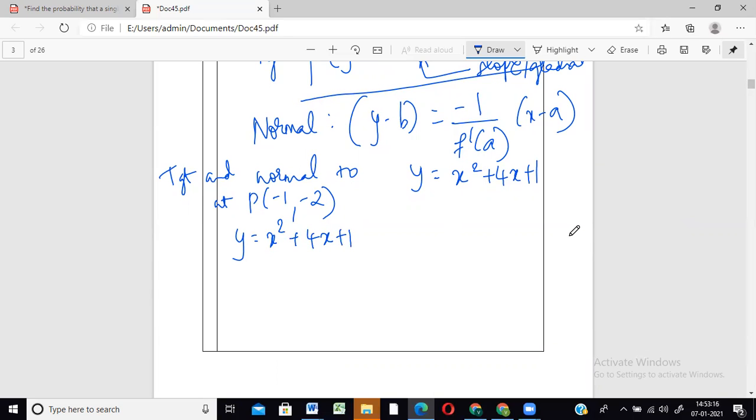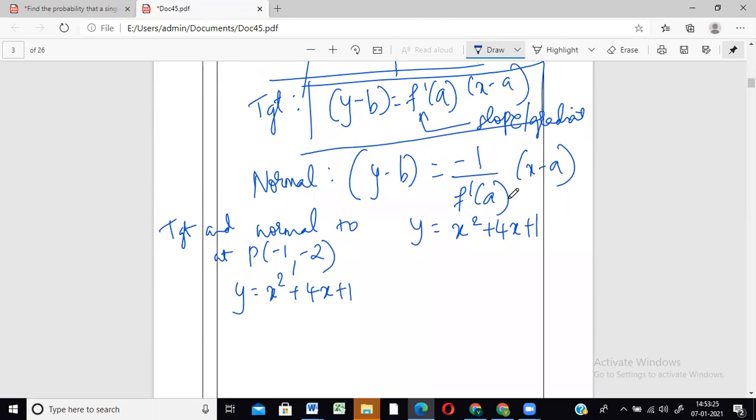We have to find out the equation of tangent and the equation of normal. We have both the formulas with us. Equation of tangent: y minus b is equal to f dash of a, x minus a. What is a and b now? a is minus 1, b is minus 2, correct? These are the abscissa and the ordinate of P.